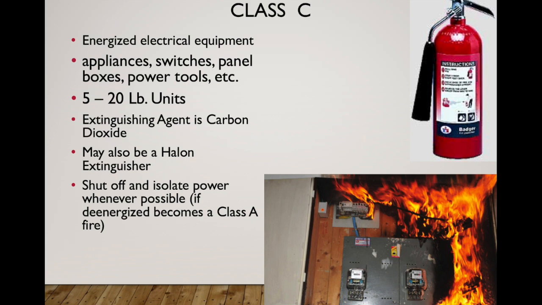A Class C fire, or energized electrical fire, involves anything really that's energized. So this could be appliances in a household, switches such as simple switches for lights or other appliances, panel boxes, power tools, or certainly machinery within a commercial fixture. Our typical extinguishing agent that we're going to use is carbon dioxide. Carbon dioxide takes away oxygen, putting the fire out.